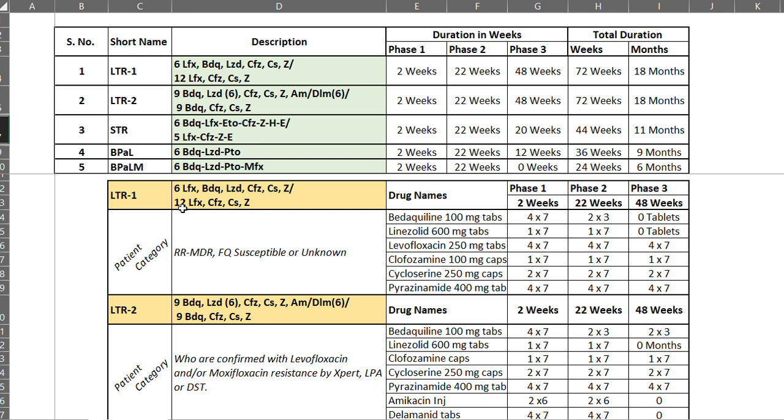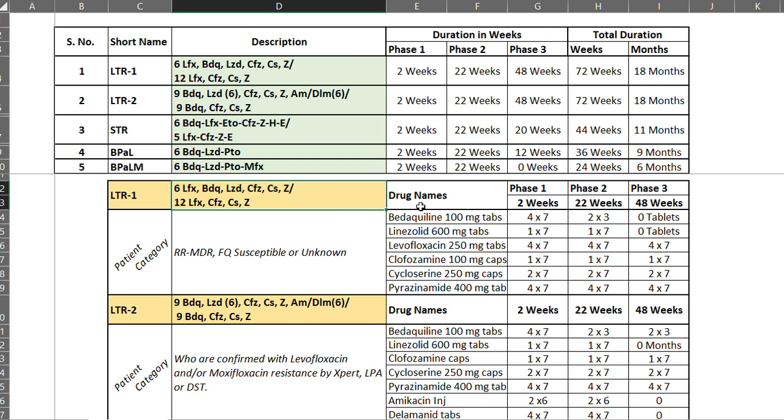LTR1 is described above: it is an 18-month treatment, and for the first 6 months we give levofloxacin plus bedaquiline plus linezolid plus clofazimine plus cycloserine and pyrazinamide. The other 12 months contain only levofloxacin, clofazimine, cycloserine and pyrazinamide. It means that we don't use bedaquiline and linezolid in the next 12 months of the treatment while treating the patient through LTR1.